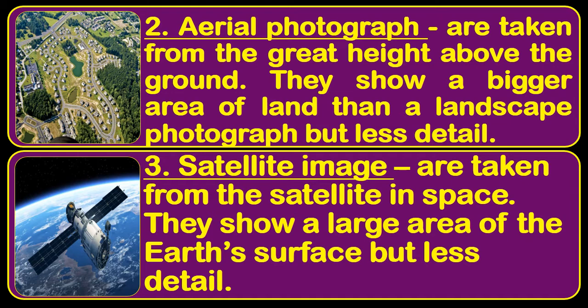So class, let's go to the second main type of photograph, which is an aerial photograph. What is aerial photograph? These photographs are taken from a great height above the ground. They show a bigger area of land than a landscape photograph but less detail. So class, basically an aerial photograph in broad terms means any photograph taken from the air. Normally, air photos are taken vertically from an aircraft using a highly accurate camera.